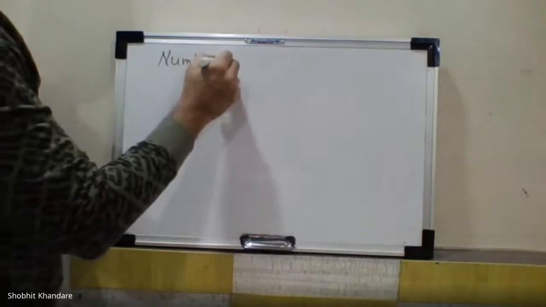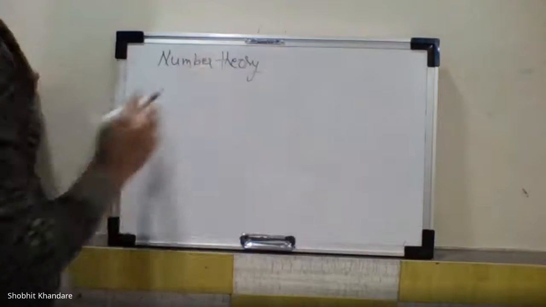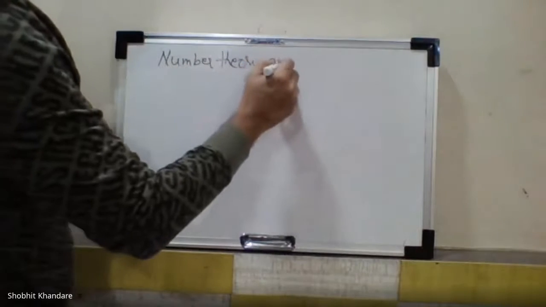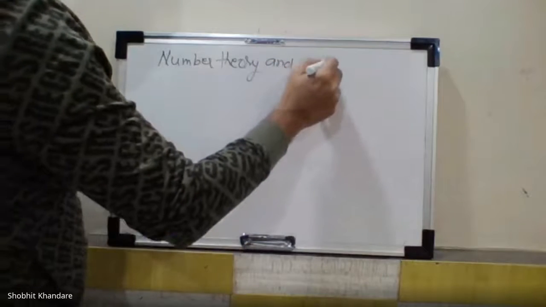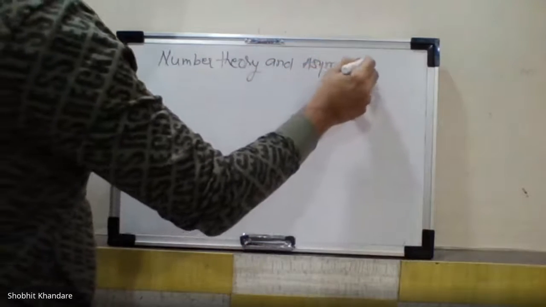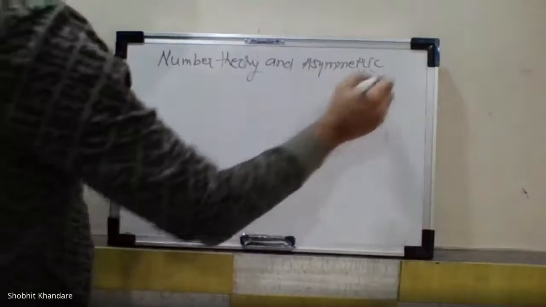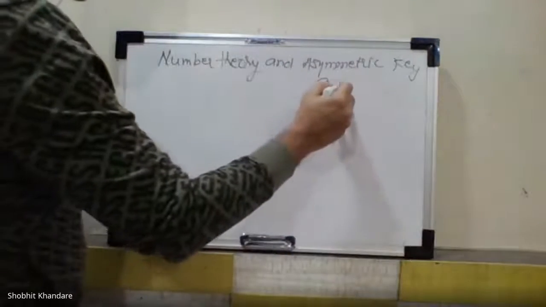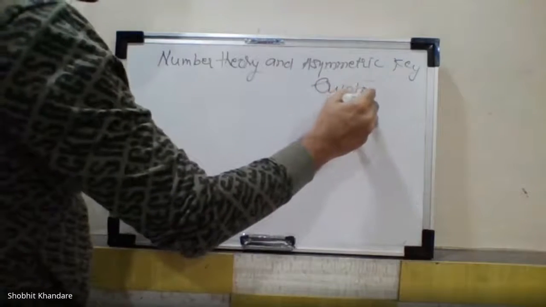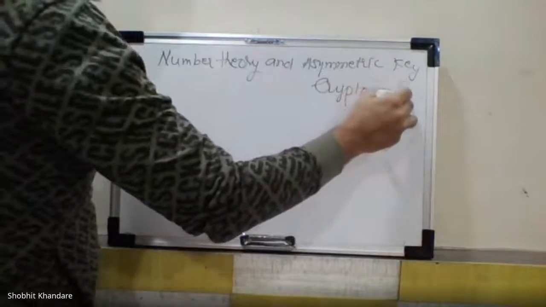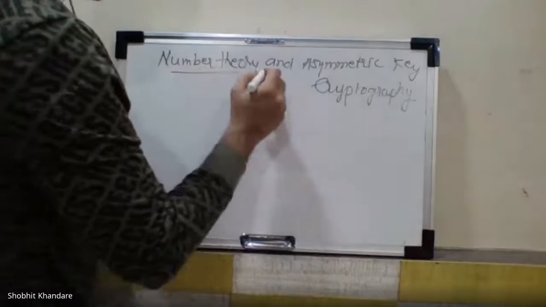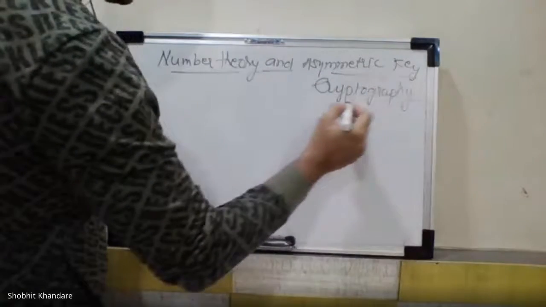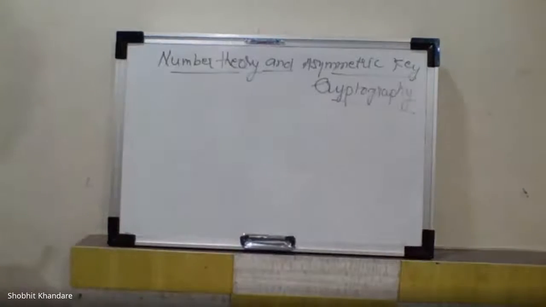number theory and asymmetric key cryptography. So please write down the heading as number theory and asymmetric key cryptography.